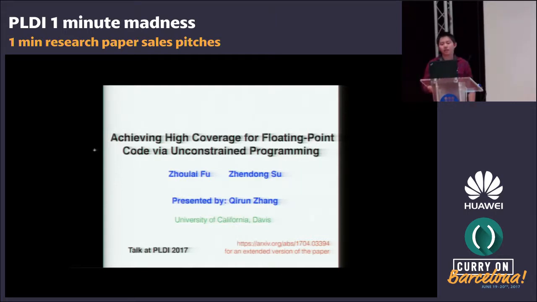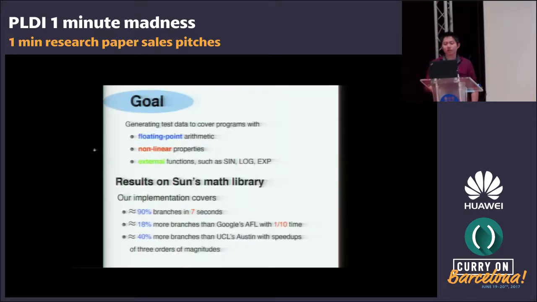This work is about achieving high coverage for testing floating-point programs. Our goal here is to generate test inputs to cover programs with complicated constructs such as floating-point arithmetic, complicated nonlinear properties, or even unknown external functions. So what we have is a magic transformation of converting the testing problem to a mathematical optimization problem. And our result is actually very promising.